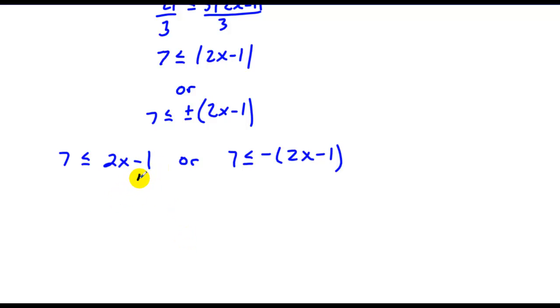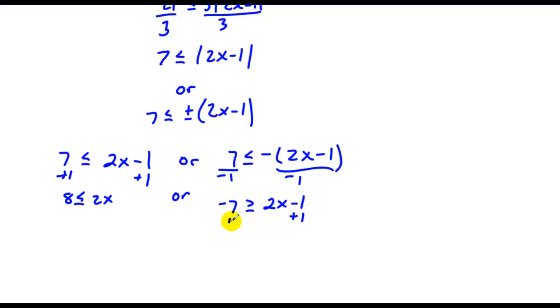Add 1 to both sides. Get 8. Or distribute, or in this case I'm going to divide by a negative 1, giving me a negative 7. Flip the inequality and get 2x minus 1. Again, add 1 to both sides. Divide by the 2. And then get negative 3 greater than or equal to x.